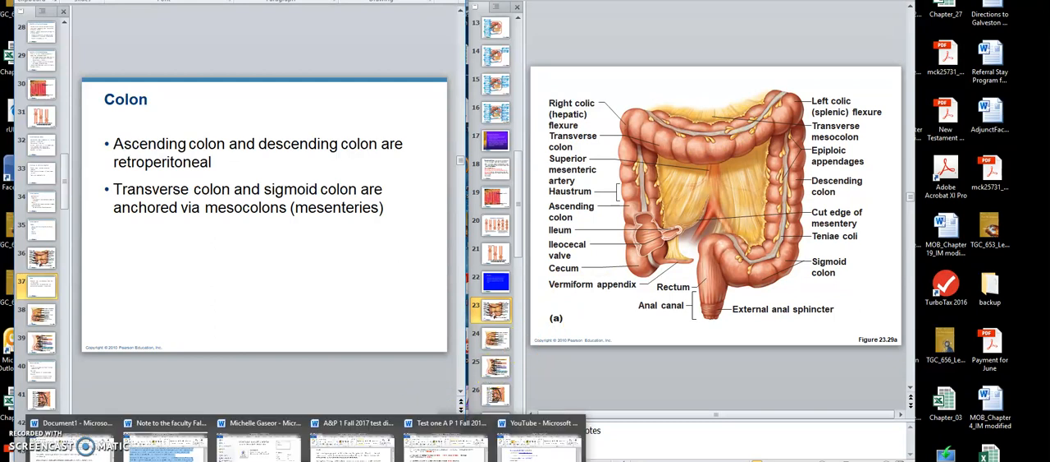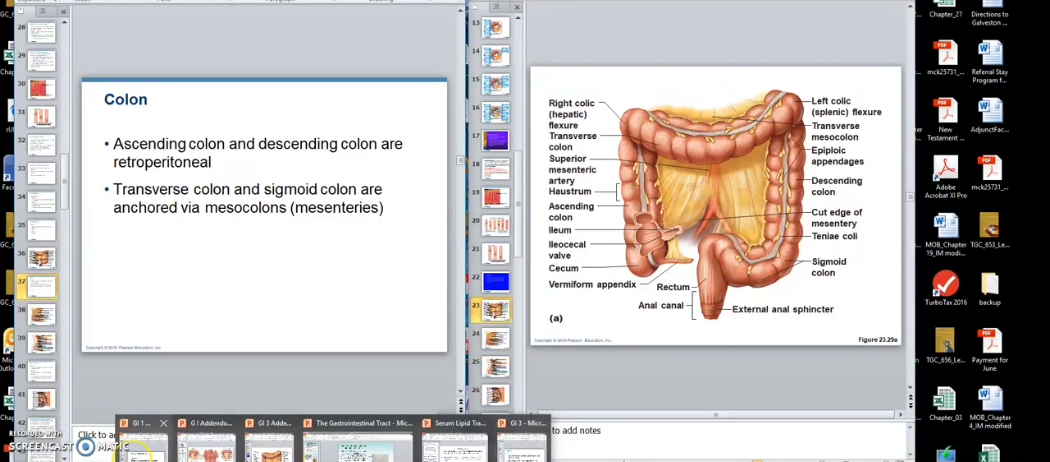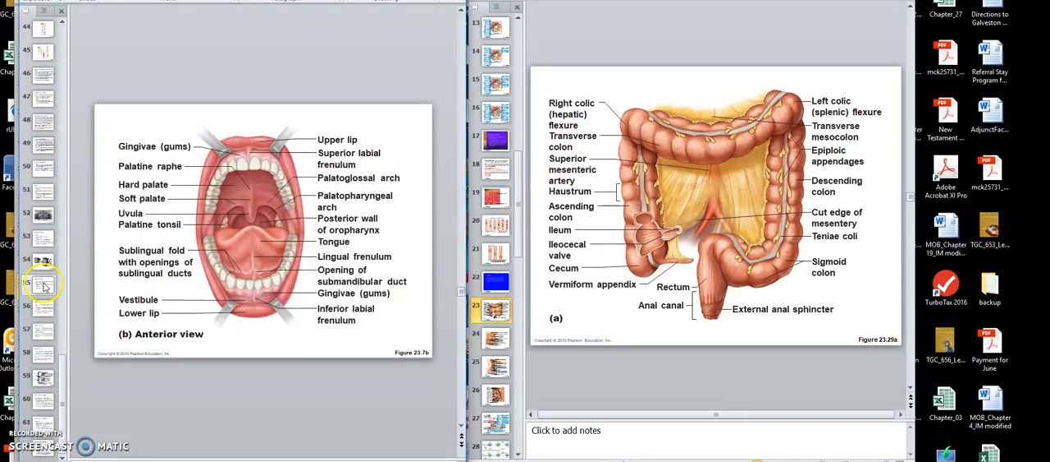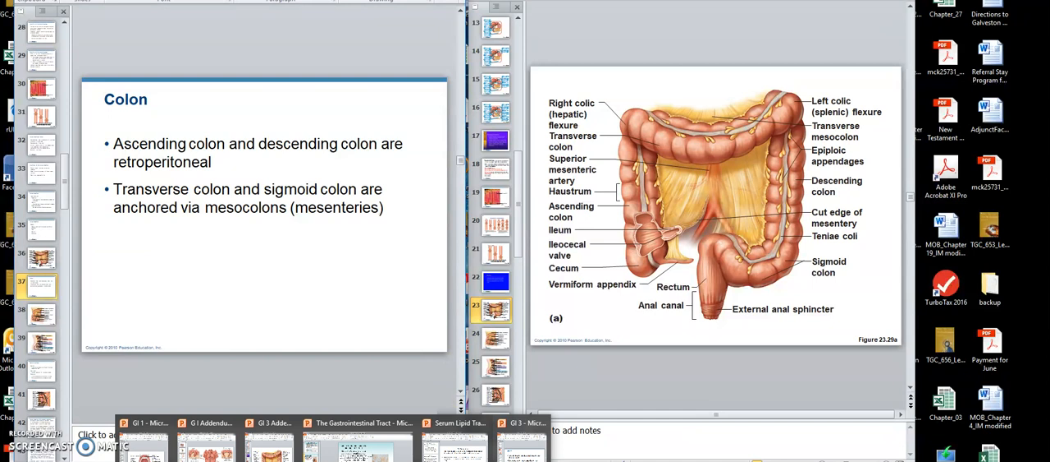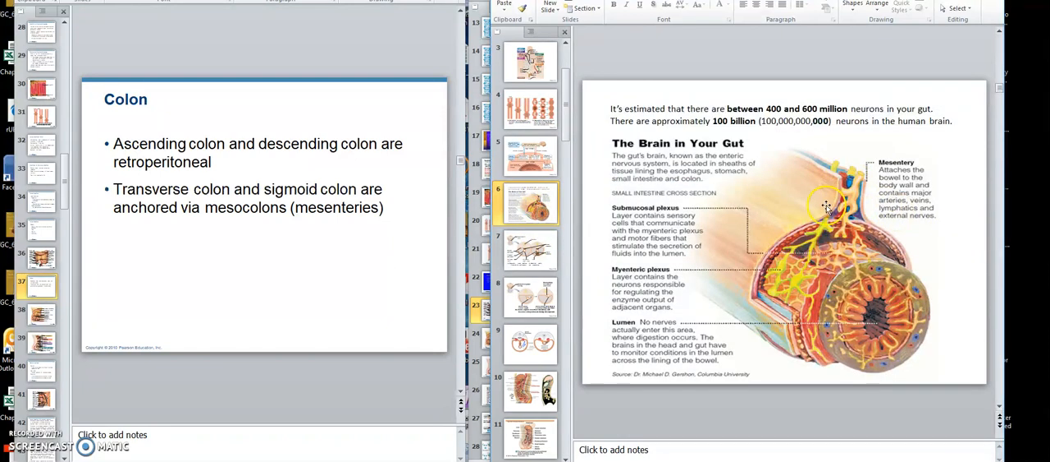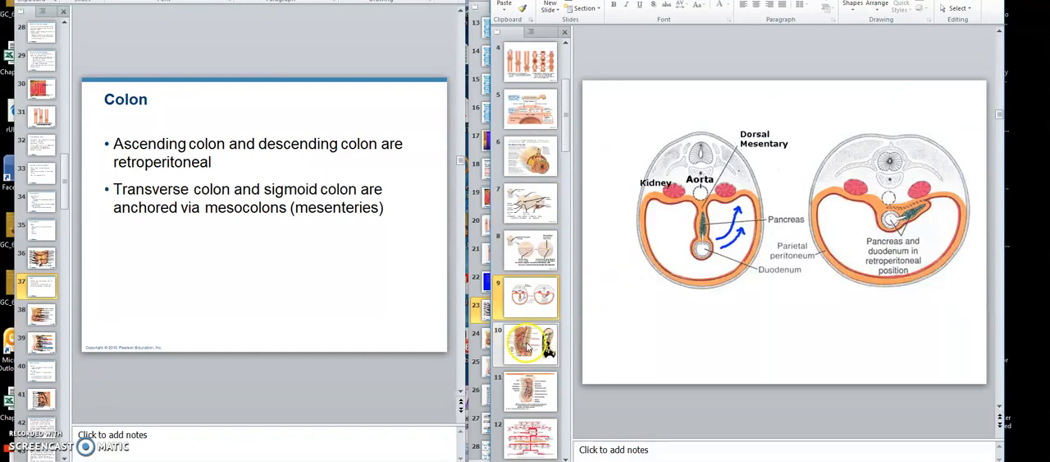And you remember that we had, let's see, let me see if I can find something there. I don't think I have. Let me see if I see that mesentery to show you that. Okay, here's the mesentery, but the one for the large intestine is called the mesocolon.